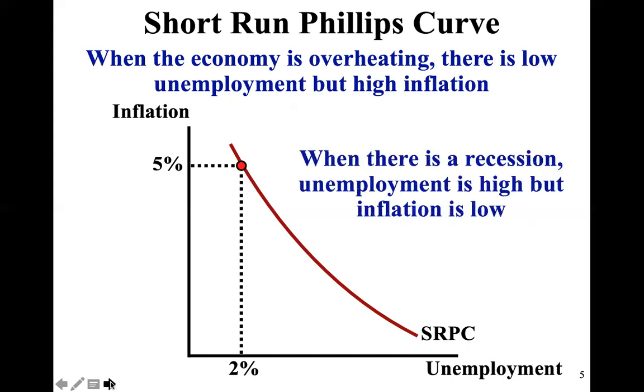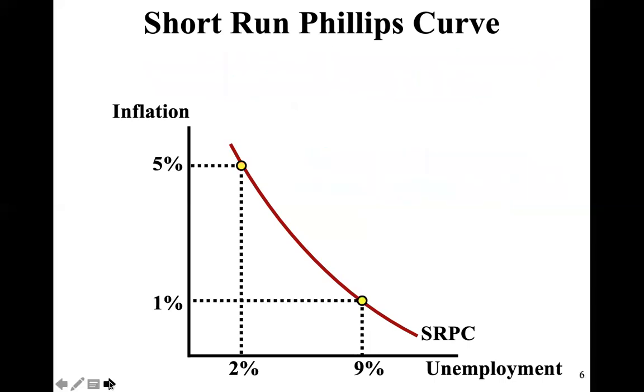So for example, if you were in a recession, unemployment would be really, really high, and inflation would correspondingly be really, really low. For example, if you were in a severe recession, the unemployment rate might be something like 9%, and there would be low pressure on prices. So maybe the inflation rate would be 1%. So that's what the short run Phillips curve is showing us, the trade-off between inflation and unemployment.